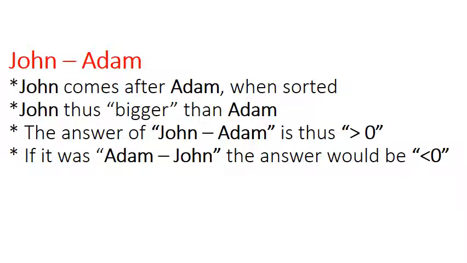Okay, how do we understand when we subtract two strings from each other? So remember we said it's John minus Adam. The first thing that we notice is that John comes after Adam when they are sorted alphabetically. So you'll first find Adam and then John. Because John is after Adam, in terms of the subtraction, we view John as being bigger than Adam. So the answer of John minus Adam would thus be greater than 0, because John is greater than Adam. If it was Adam minus John, the answer would be less than 0.